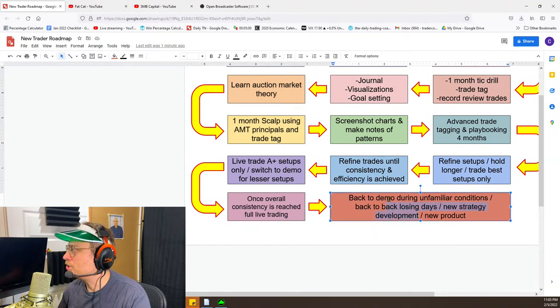If you're doing a new strategy, if you're developing a new setup or a new strategy, switch to demo.